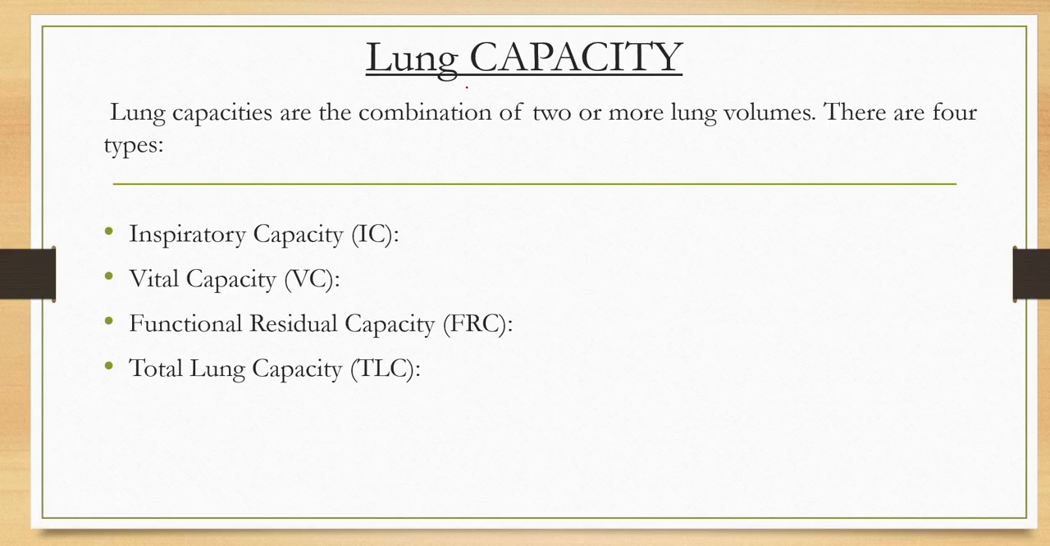Let's see the lung capacity. Lung capacities are the combination of two or more lung volumes. There are four types: inspiratory capacity, vital capacity, functional residual capacity, total lung capacity.